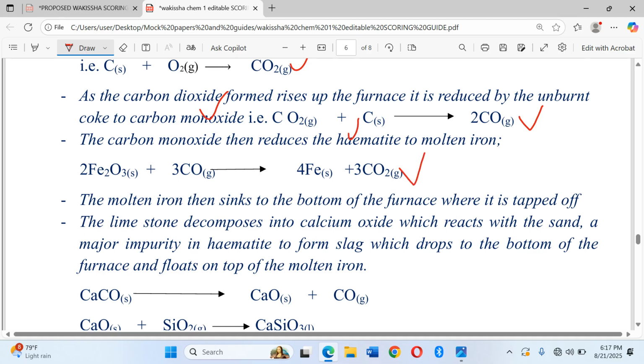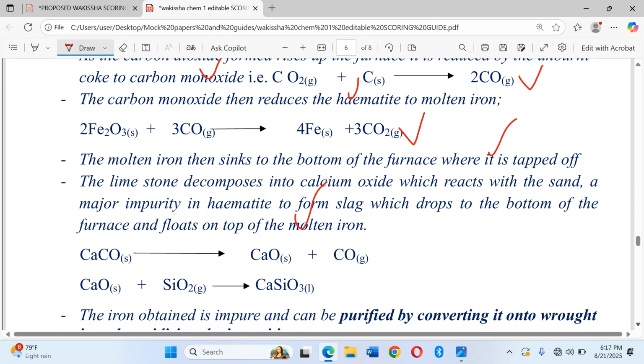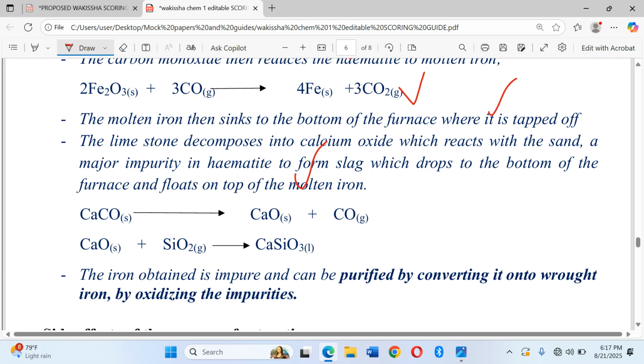So the carbon monoxide is the one which reduces the hematite into iron. The molten iron then sinks to the bottom of the furnace where it is tapped off. The limestone decomposes into calcium oxide, which reacts with the sand, a major impurity in hematite, to form slag, which drops to the bottom of the furnace and floats on top of molten iron. And we can see some of the equations.